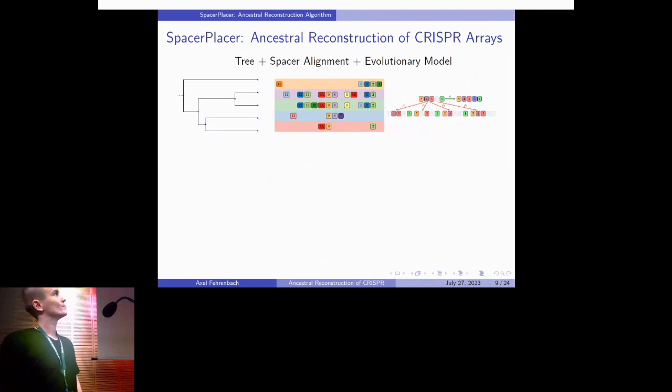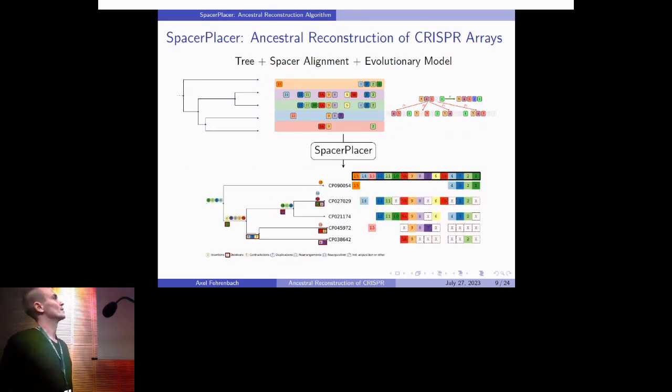Now we have all of the setup. We have a model, we have some data we can work with, we have a tree, and we want to reconstruct the ancestral states of these arrays along this tree, which is done by a spacer placer. So in the end, we want to end up with something like this, where we can see on the branches in these green circles which spacers were inserted at which time, and in these red squares which spacers were deleted at which time.